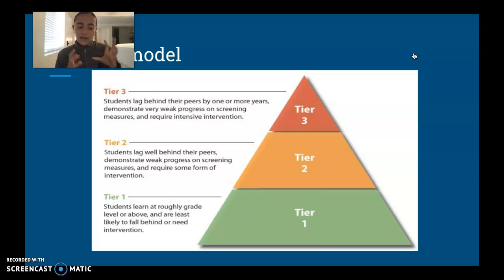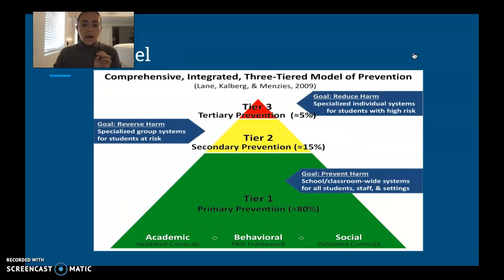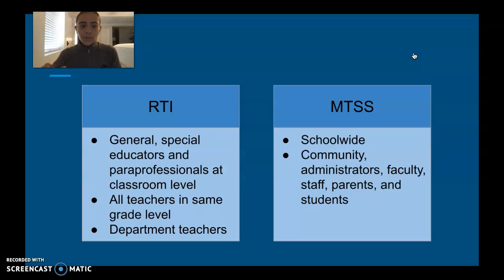So they decide, okay, there's tier 1, this group needs some sort of help but not that much. There's tier 2, and they say, okay, let's focus on these students, they need a little bit more help. And now there's tier 3, where they decide, okay, they need even more help, and we're going to make a smaller group to focus on those students. And again, the three-tier model is used for the MTSS, and the only difference is that the behavioral and social is included on that as well.